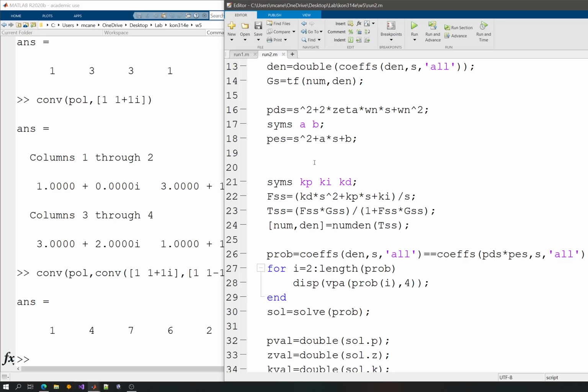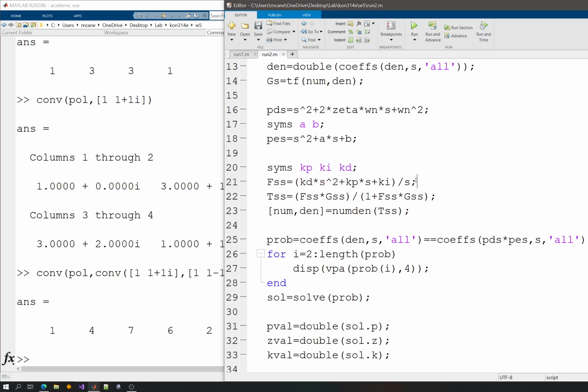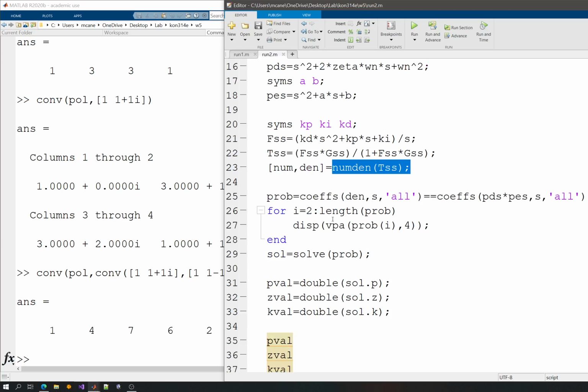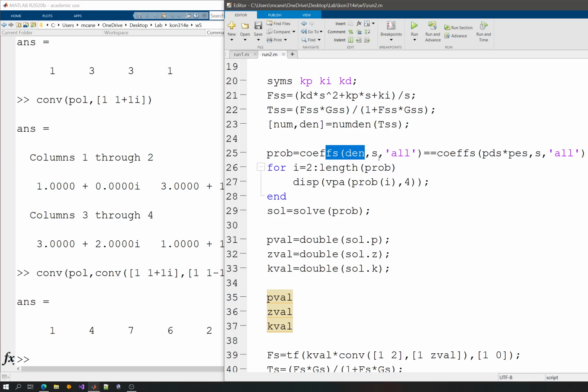Now, I have also defined my controller parameters. My controller structure is defined here. I have the closed loop system. I have the numerator and denominator. I have the problem, and I have PDS times PDS, and the denominator, they should be equal.